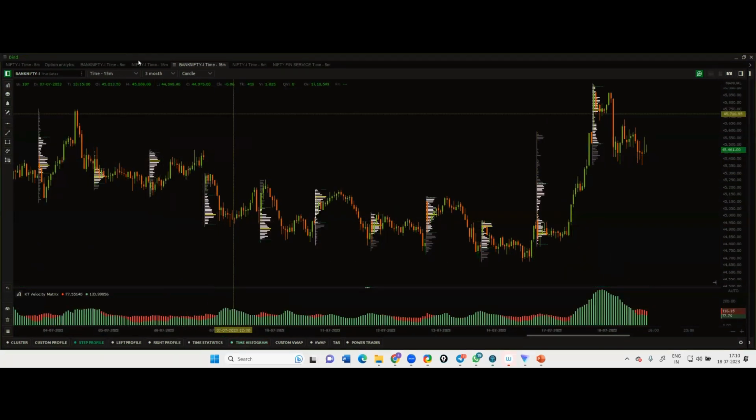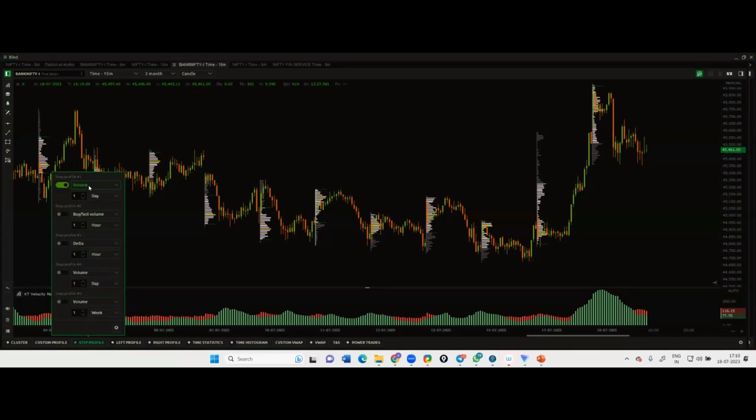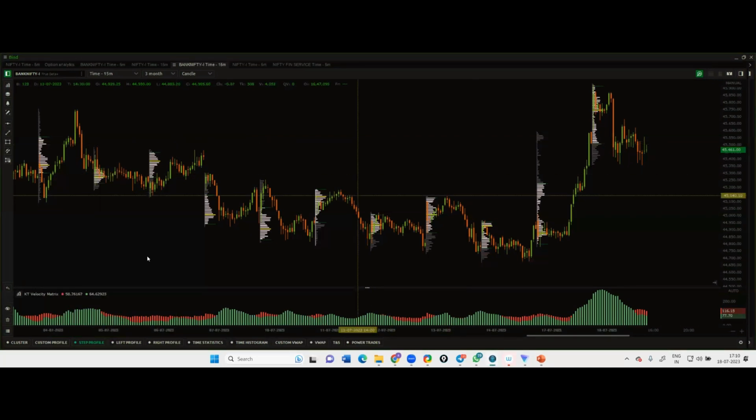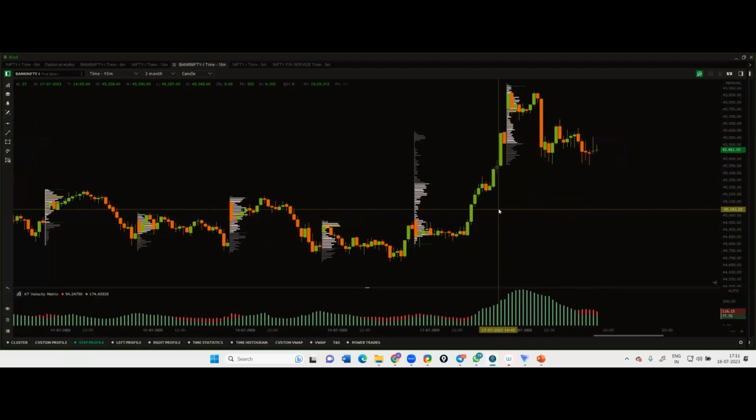In Quantower, this is a 15 minutes chart with a 3 months time range. Here I go to the profile, I go to volume and choose the time frame as a day. That is, now I use volume profile on a daily price range. Understand that there is a difference between price range and time frame. Here my time frame is 15 minutes, but my time range is 1 day. That is, I would like to see the volume traded at every price level on a daily basis.